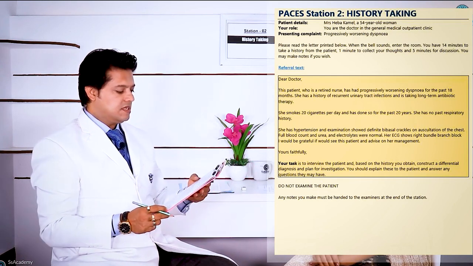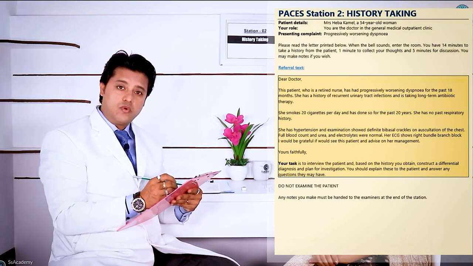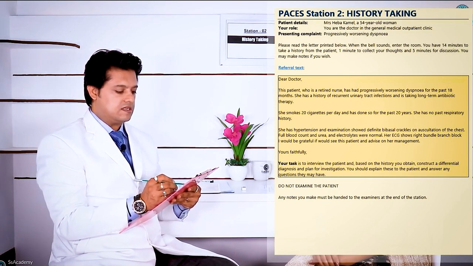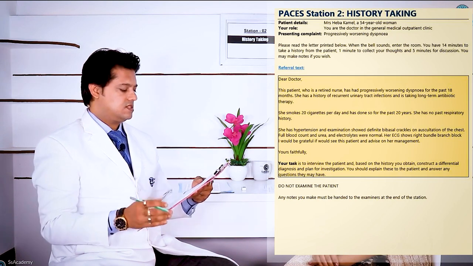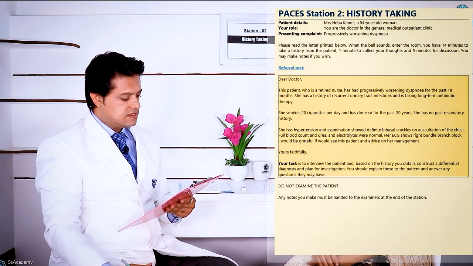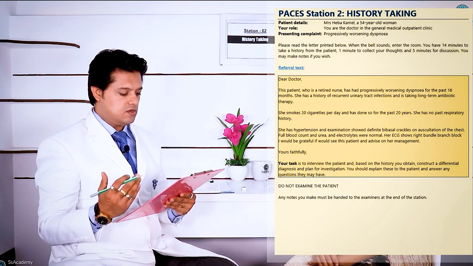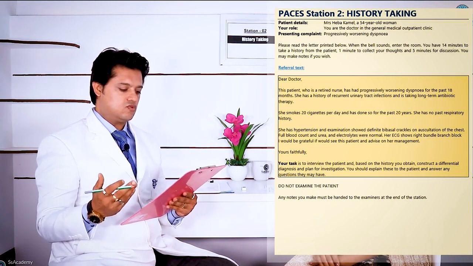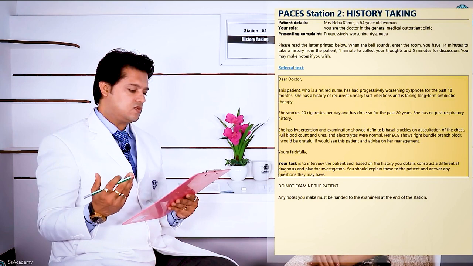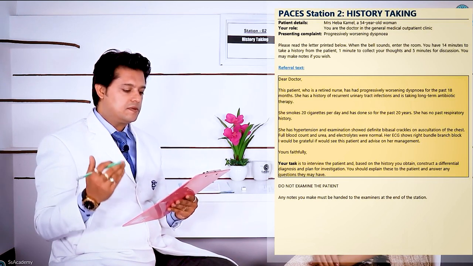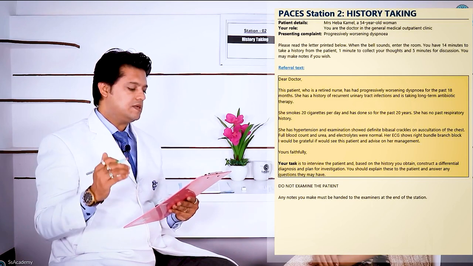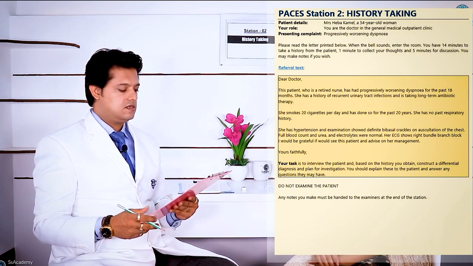Next, the presenting complaint is progressively worsening dyspnea. Please circle the progressively worsening dyspnea. Immediately after it is written: please read the letter printed below. When the bell sounds, enter the room. You have 14 minutes to take a history from the patient, 1 minute to collect your thoughts and 5 minutes for discussion. You may make notes if you wish.